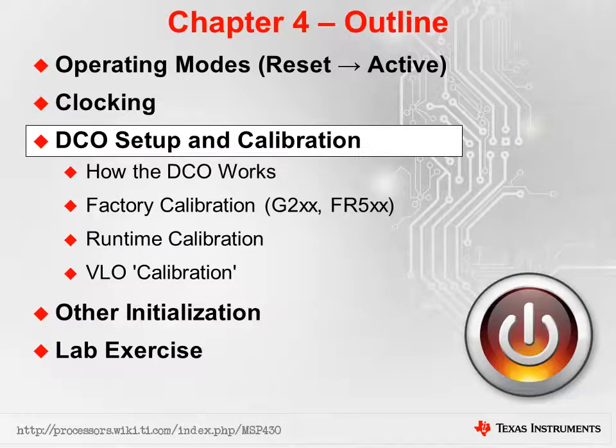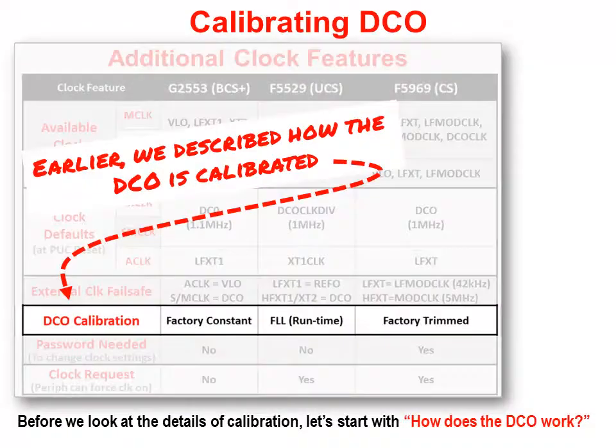This next section talks about setting up and calibrating the DCO. The DCO is a very important clock in the MSP430 as most of us use it for the main CPU clock. In the last section we talked about how the DCO was calibrated and it was done differently on some of the different MSP430 generations.